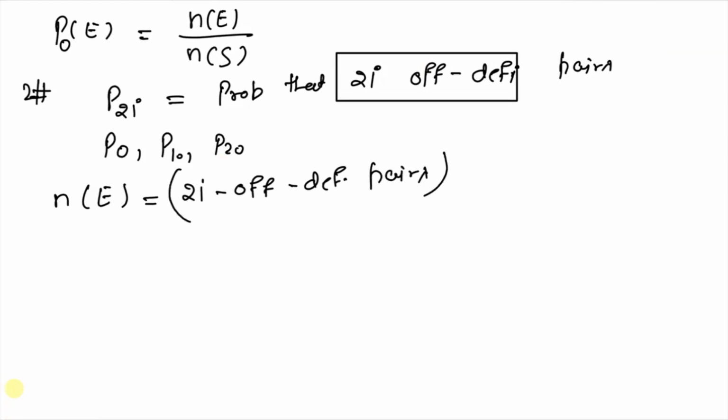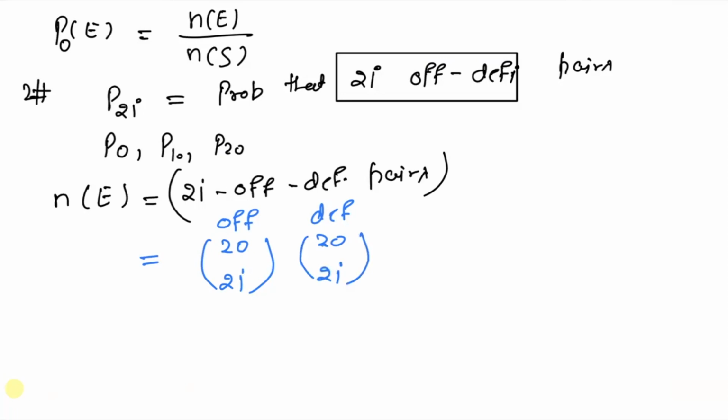If 2I are there, the rest offensive will be paired separately and defensive will be paired separately. So how many such possibilities are there? Let us calculate. So let me just have first offensive here. Out of 20, let me just take 2I out. And I'm going to pair them with the defensive. Out of 20 defensive players, let me take 2I out. And I'm going to pair them.